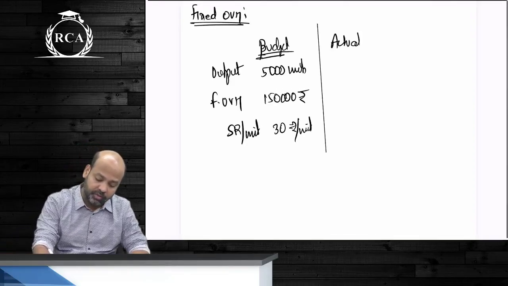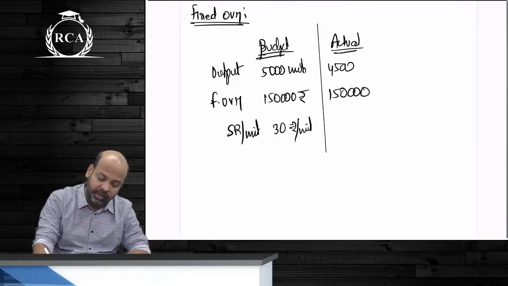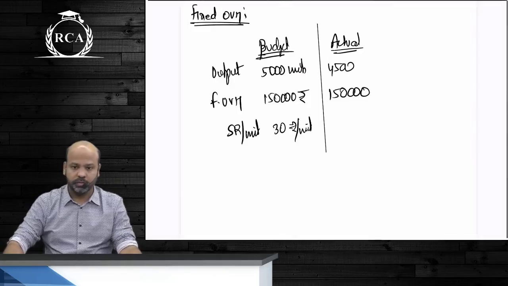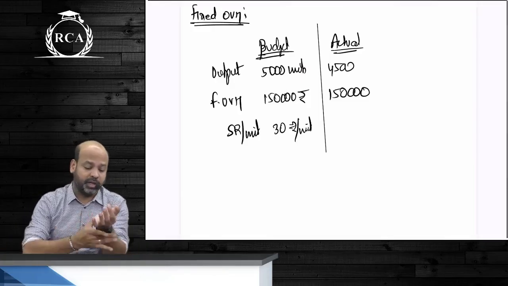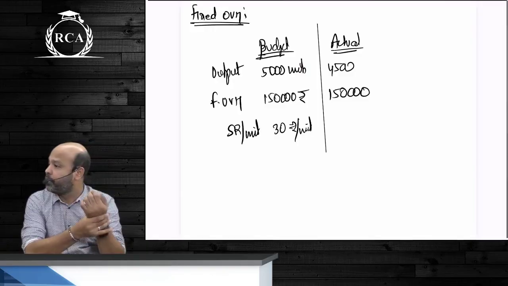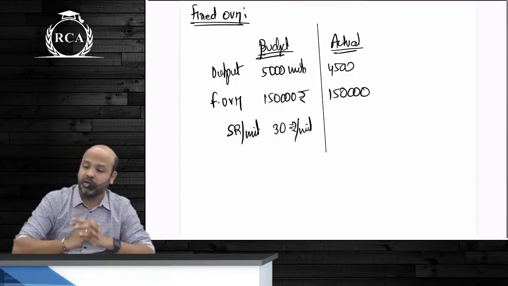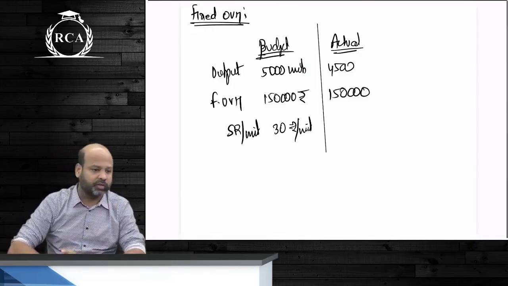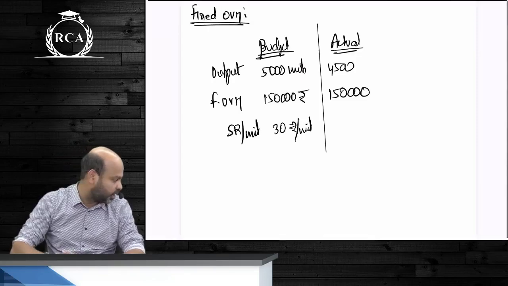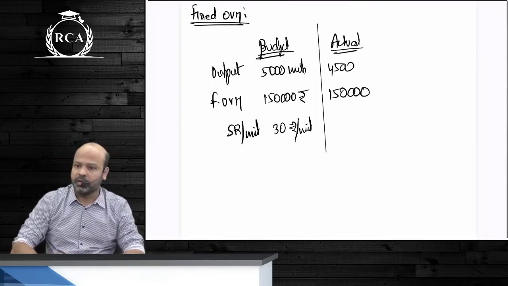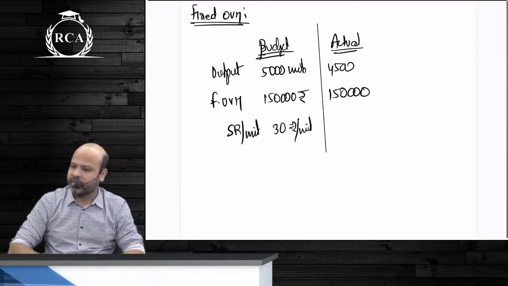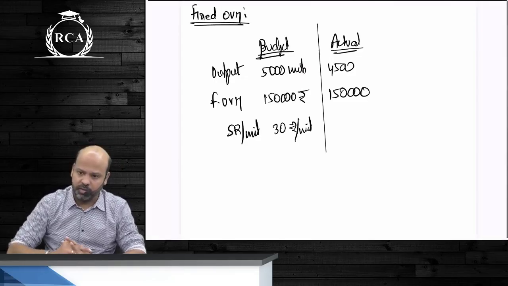manufactured, guys, is 4,500 units, but you still incur an amount of 1,50,000. Will there be any variance? We have manufactured only 4,500 units, but we have spent an amount of 1,50,000. Will there be any variance? Yes or no? Yes.